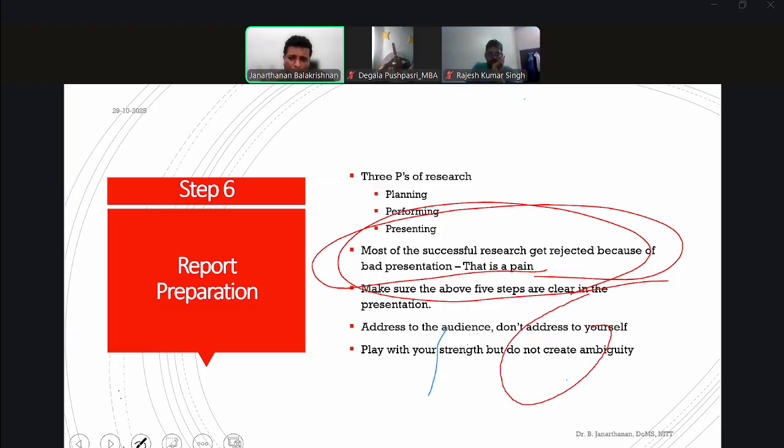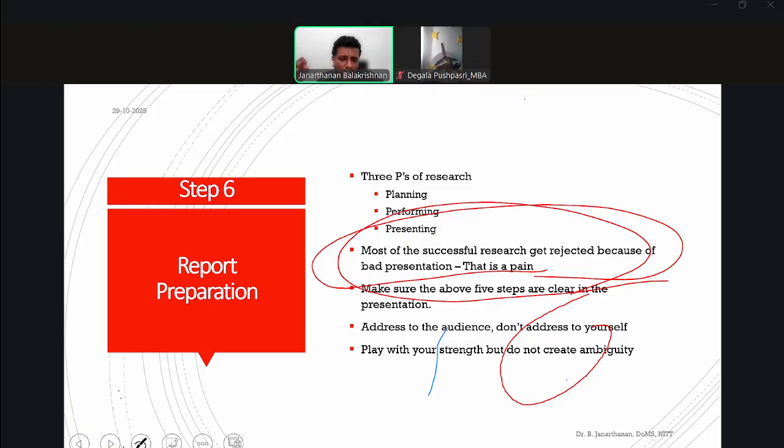So there is a pain which comes from not being able to send a paper out. That is one part. So make sure the remaining steps are very clear and plan with your strength, but do not create ambiguity. Don't bring something into your paper which you don't aim to do or which you're not good at. We always make that mistake.